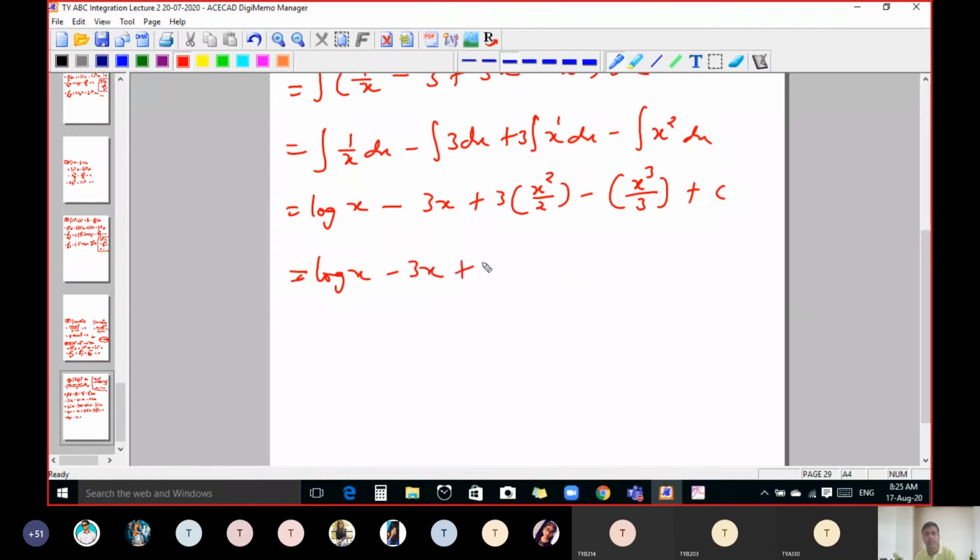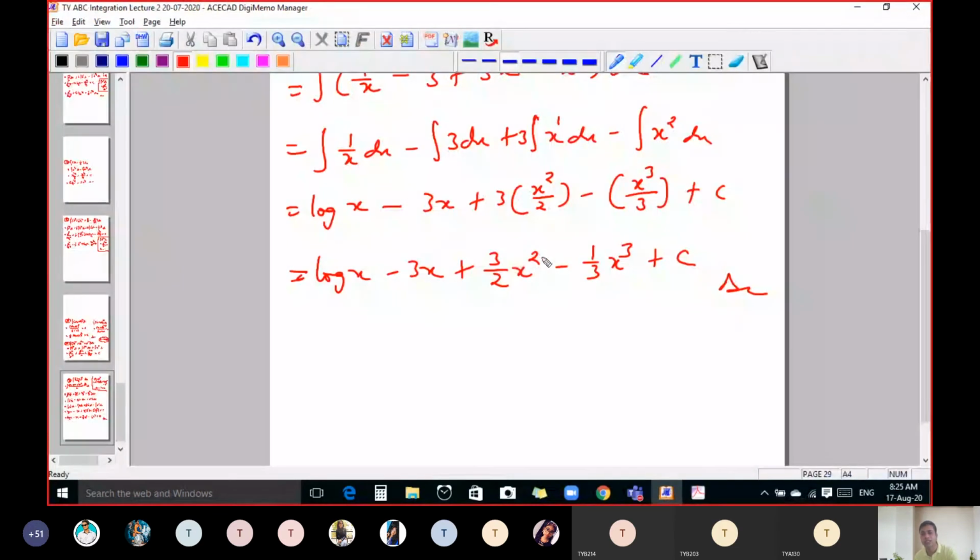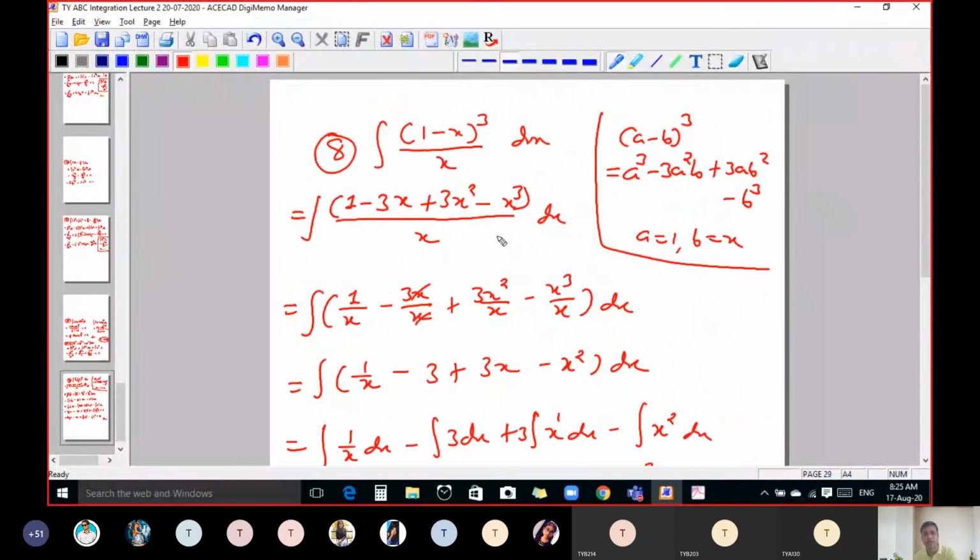And our final answer for this question is log x minus 3x. You can write this as 3 by 2 into x square, or 3x square by 2, same thing, minus 1 by 3 into x cube, or keep this x cube by 3 as it is, plus c. This is our final answer. So the answer is log x minus 3x plus 3x square by 2 minus x cube by 3 plus c. That is the answer for question number 8.